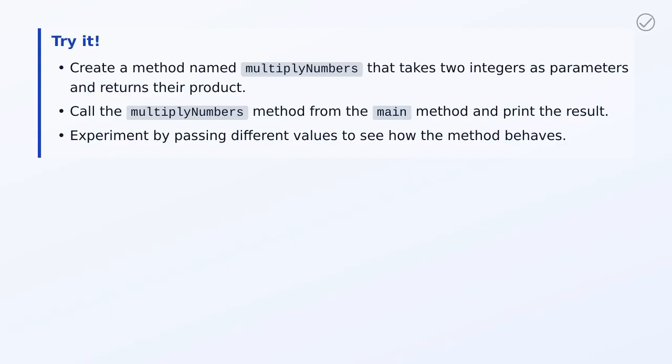Now put what you've learned into practice. First, create a method named multiplyNumbers that takes 2 integers as parameters and returns their product. Next, call the multiplyNumbers method from the main method and print the result. Also, experiment by passing different values to see how the method behaves.